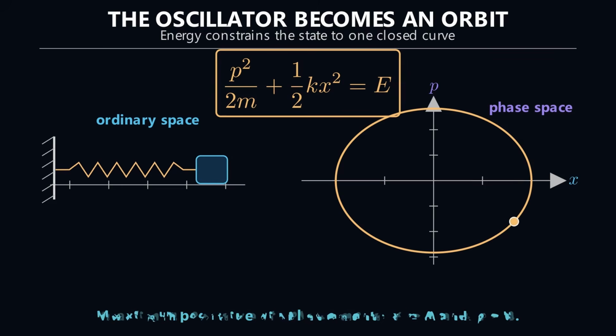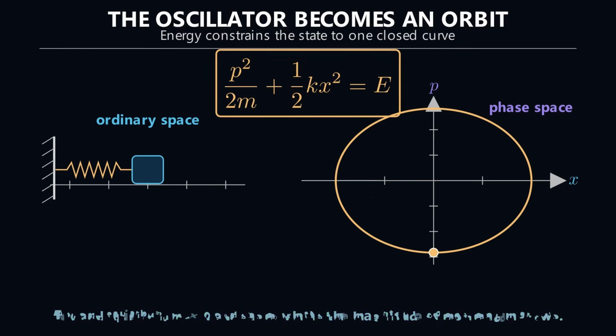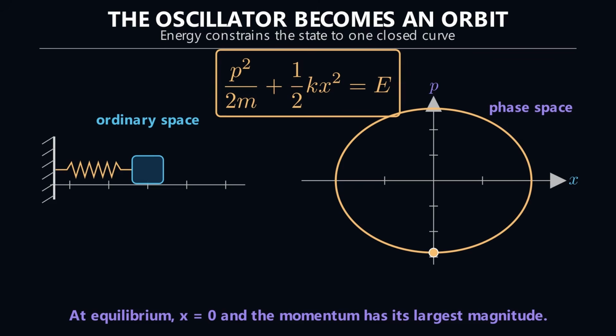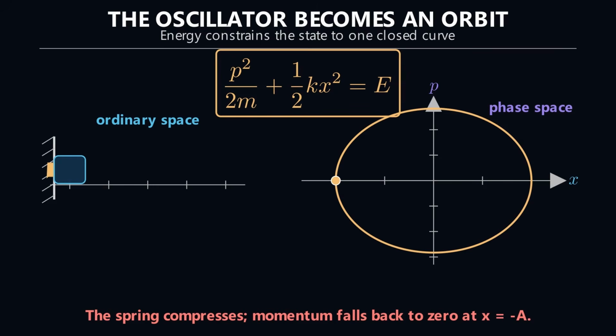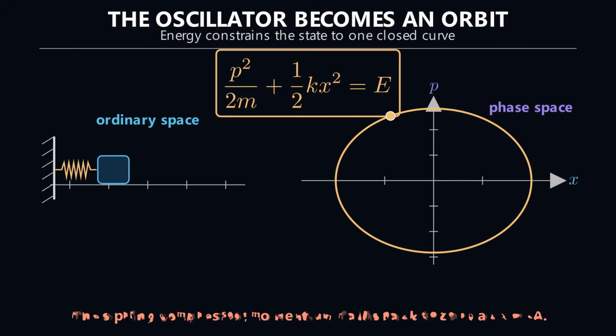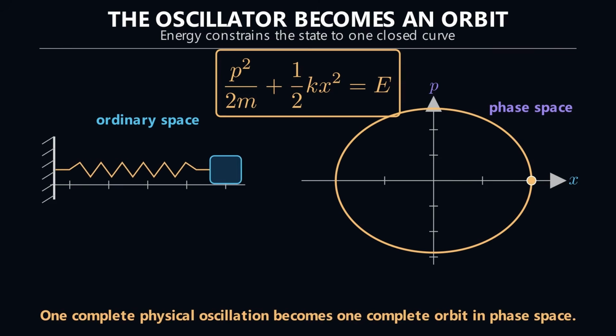When the mass is at maximum positive displacement, x is equal to A and the momentum is 0. As it moves towards equilibrium, x decreases and the magnitude of its momentum grows. At equilibrium, x is equal to 0 and the momentum has its largest magnitude. The spring then compresses, the momentum falls back to 0, and the state continues around the ellipse. As the mass completes one full oscillation, the point completes one trip around the ellipse.